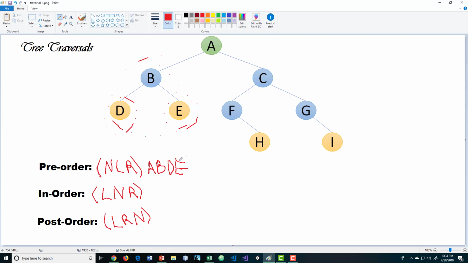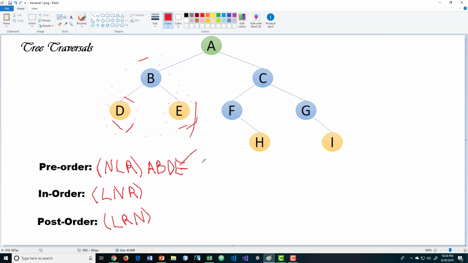But anyway, we have A, B, D, E, and then we zoom back up. Because E does not have a left or a right, we go back to B. Now we ask B, did you check yourself off? Yes. Did you check your left off? Yes. Did you check your right off? Yes. So B is done. This entire portion of the tree is done, so we go back up to A.